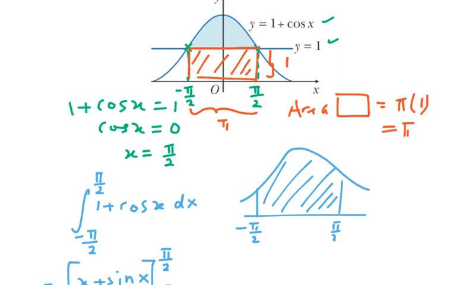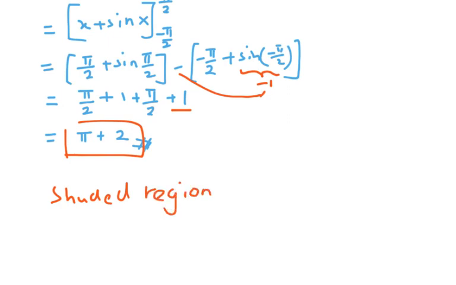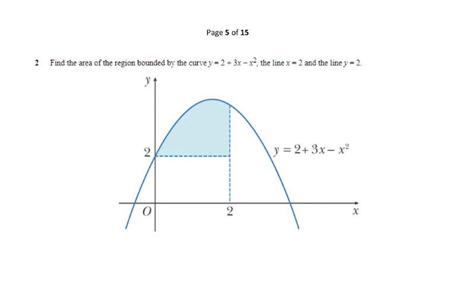Right? So to get the area of the shaded region in between, all you need to do is take the area under the curve, so the shaded region will be equivalent to pi plus 2 minus the area of the rectangle, to get 2. That's your final answer. We will now proceed to the next question.